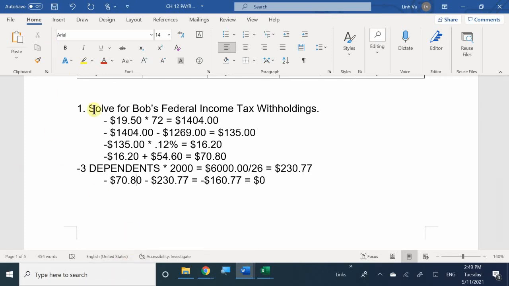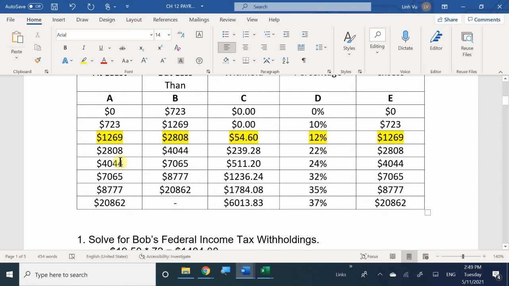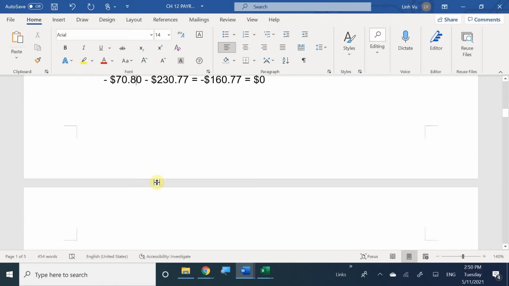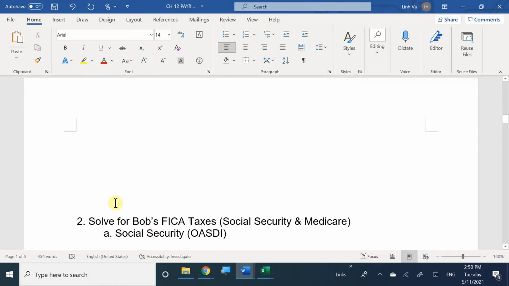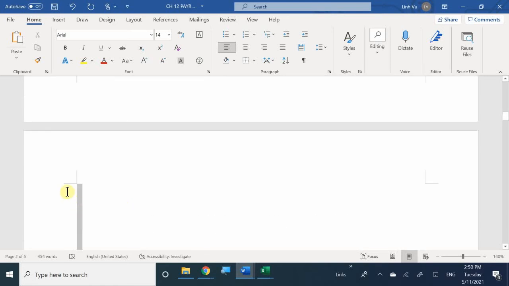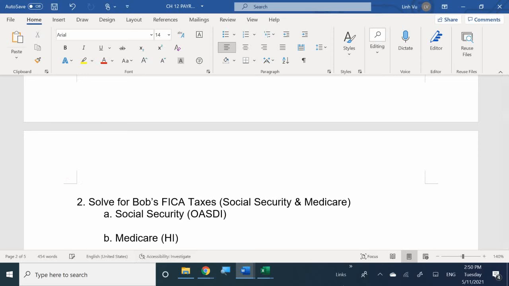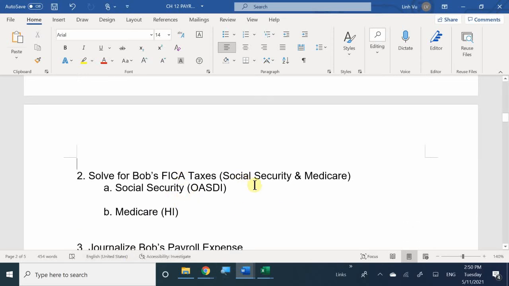Okay. So that is just understanding the very first section, which is calculating the total withholdings. Then step 2 says, let's solve for Bob's FICA tax. In this case, what percentage is my Social Security going to be?